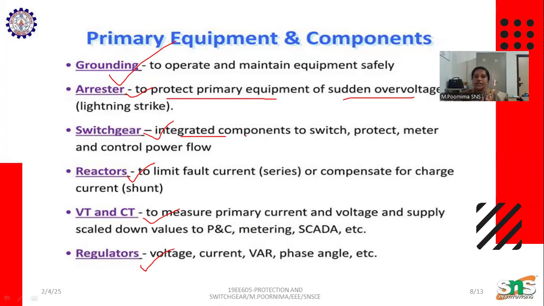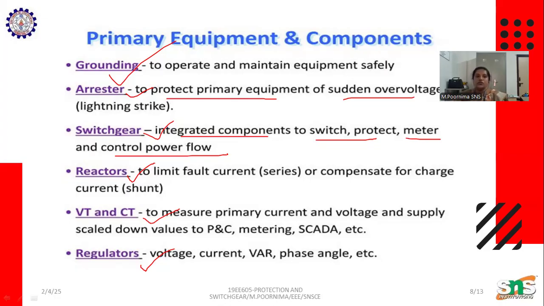Next, the switchgear. Here comes the switchgear, an integrated component with switch, protect, meter, and control of power. It is an integrated component which can switch on and off, it can protect the device, it can meter, it can measure, and it can control the power flow, etc. This is the main thing we are going to study in this lecture video series.